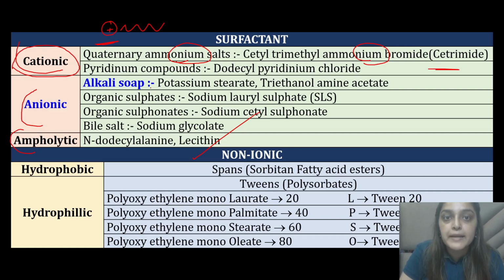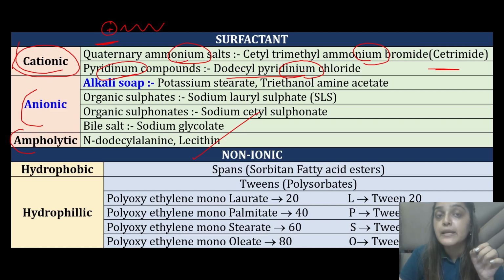Second one is the pyridinium compounds, for example cetylpyridinium chloride. Can you spot some similarity of words? Iums, niums: pyridinium, quaternary ammonium. These are a great way to remember the cationic surfactants, which include names ending in iums, ammoniums, pyridiniums. So this way you can remember them. Cetrimide is one such name which you have to remember.